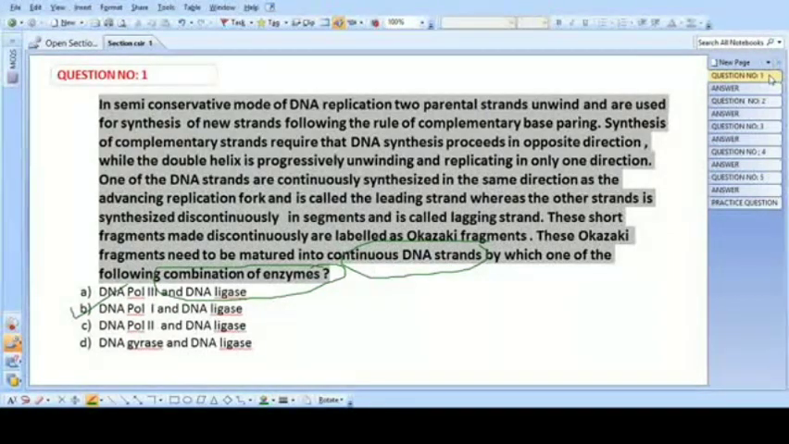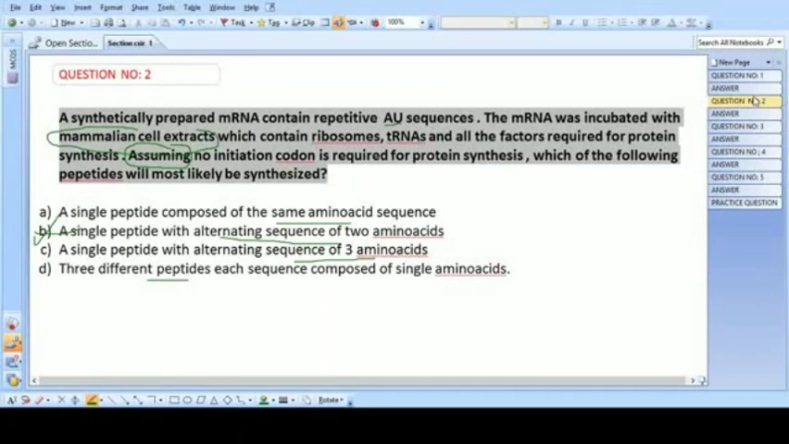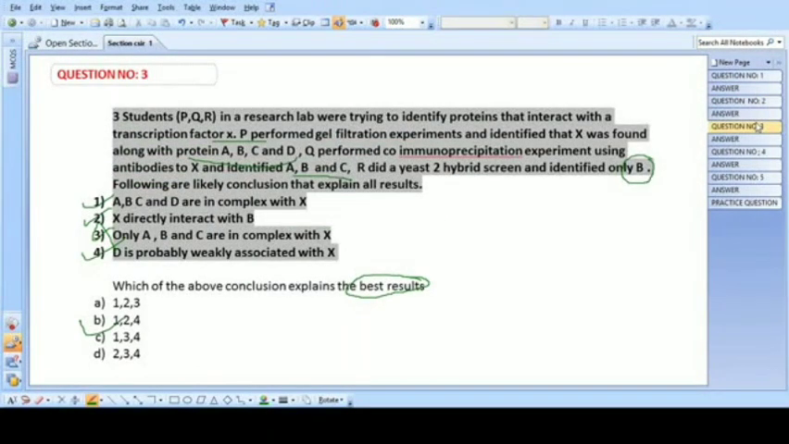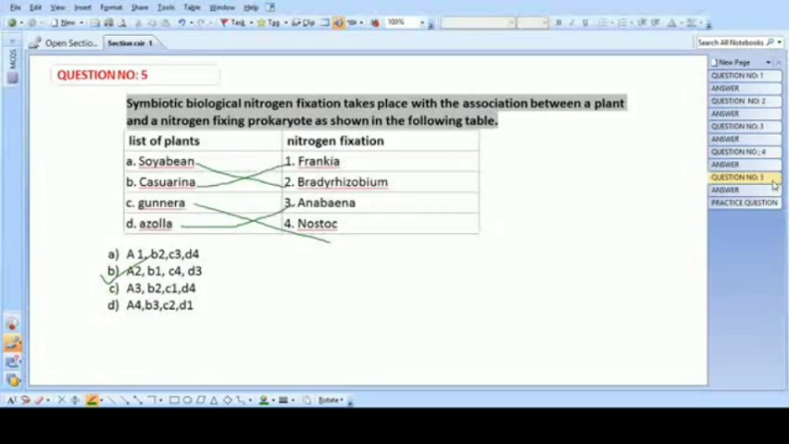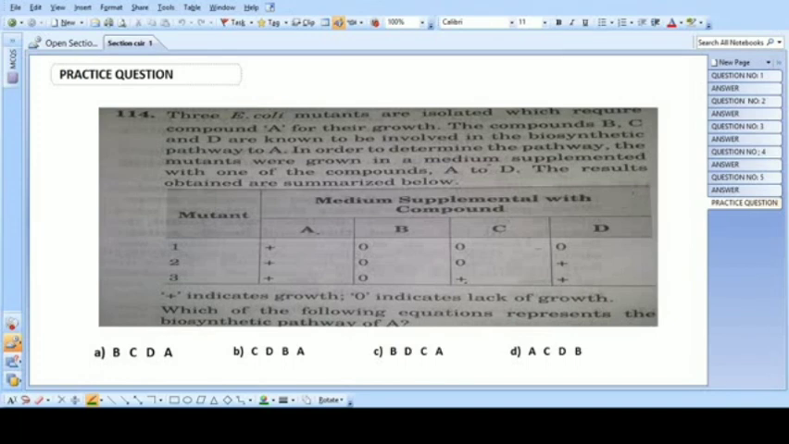Here we discussed questions on DNA replication, then some questions from mRNA, then some analytical questions from part C, then some questions regarding human physiology. The cardiac cycle is an important topic for CSIR exams, and we also discussed some match the following questions, and finally you have a practice question and you have to find the answer.